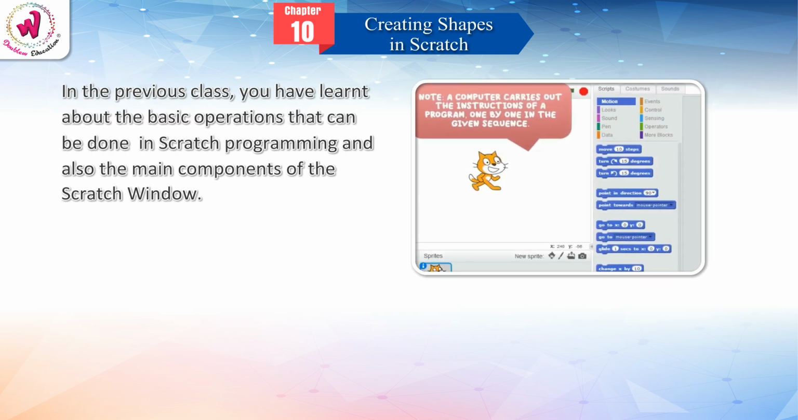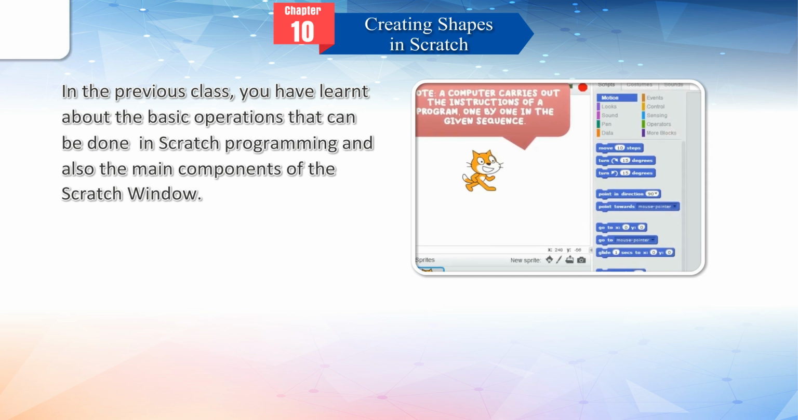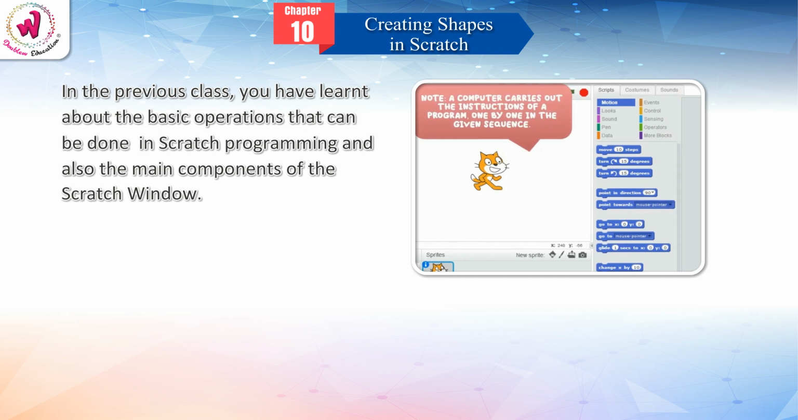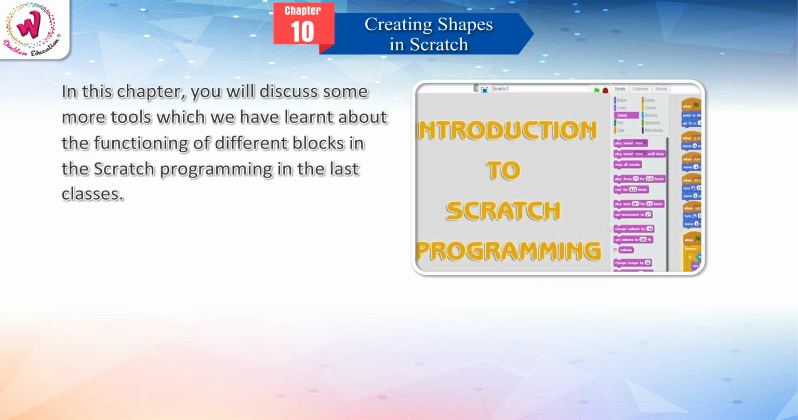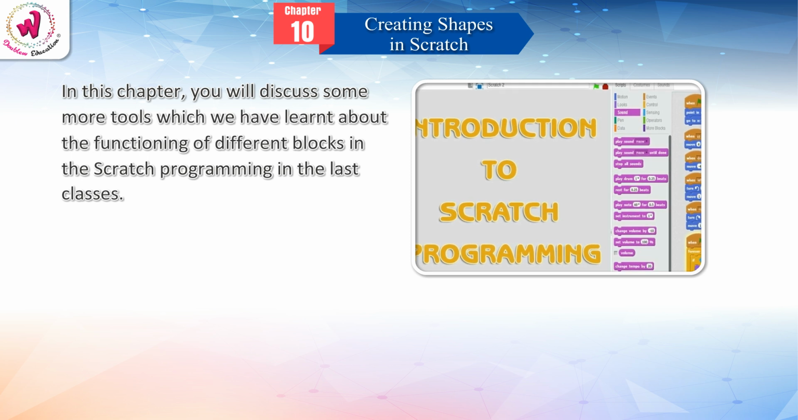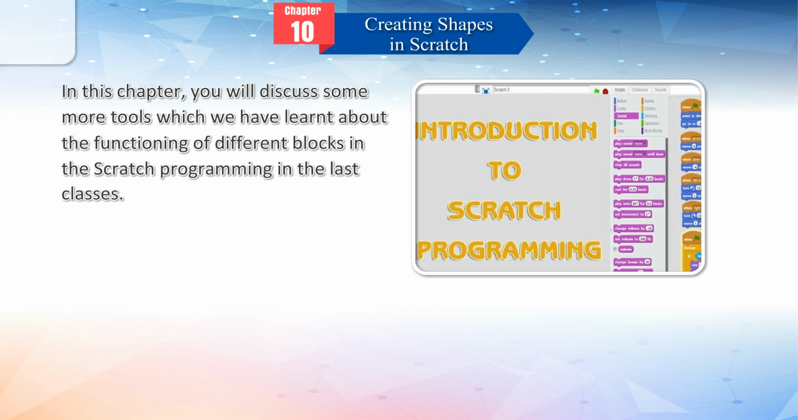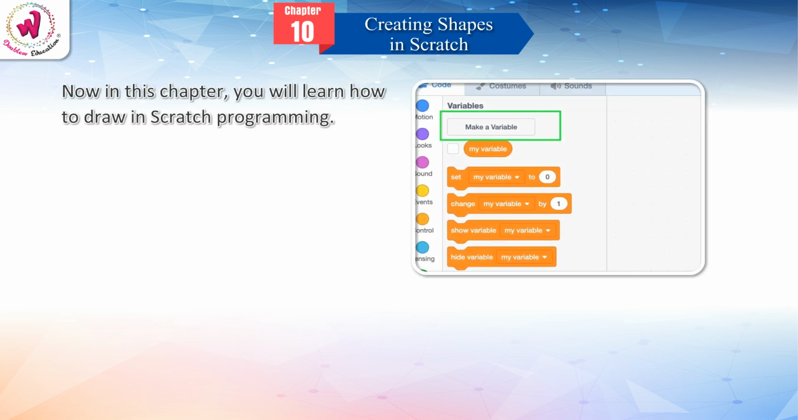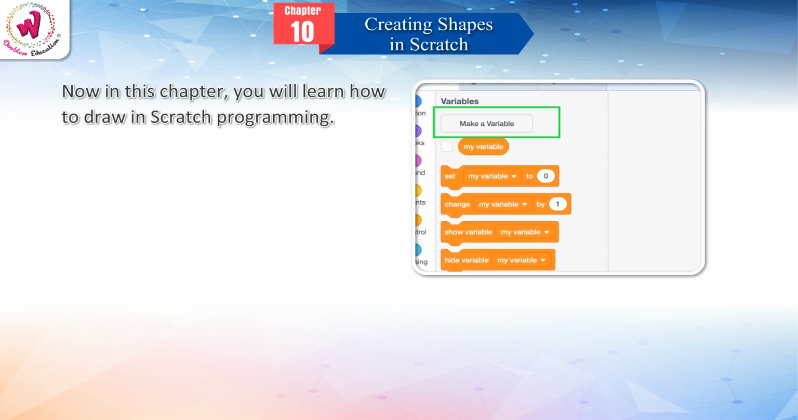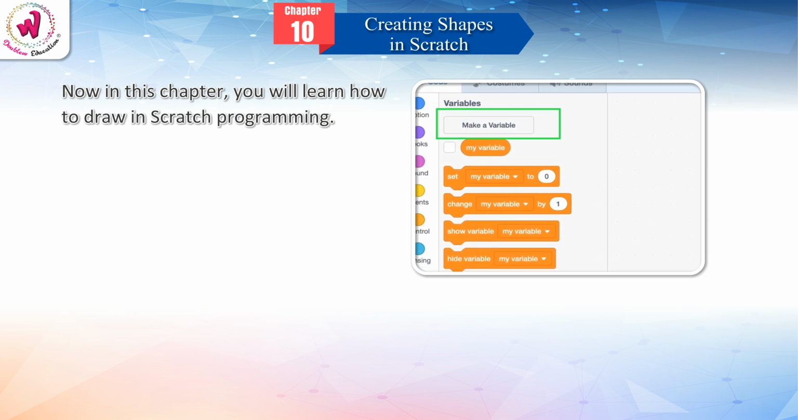In the previous class, you have learnt about the basic operations that can be done in Scratch programming and also the main components of the Scratch window. In this chapter, you will discuss some more tools, as we have learnt about the functioning of different blocks in Scratch programming in the last classes. Now, in this chapter, you will learn how to draw in Scratch programming.